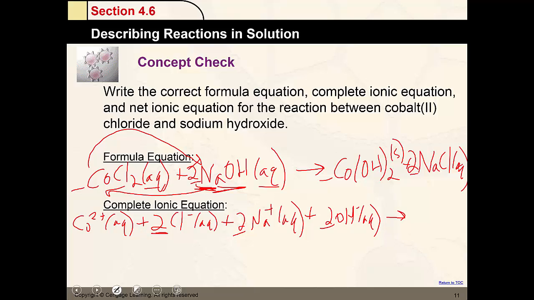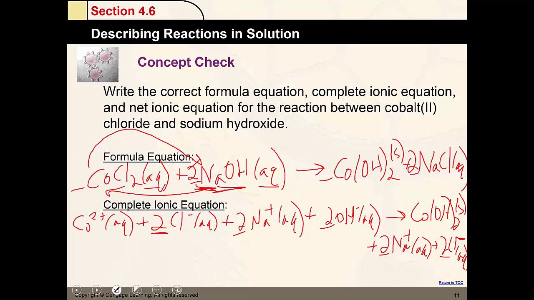And now if we look at our products, the first product remains exactly the same since it's solid, since it will not break apart in solution. And then finally, 2 NaCl breaks apart into 2 sodium ions, still aqueous, as well as 2 chloride ions, which are still aqueous as well.